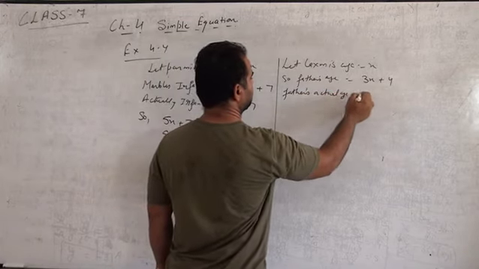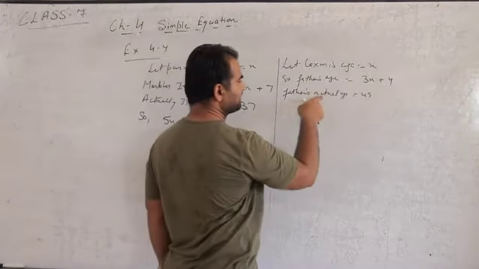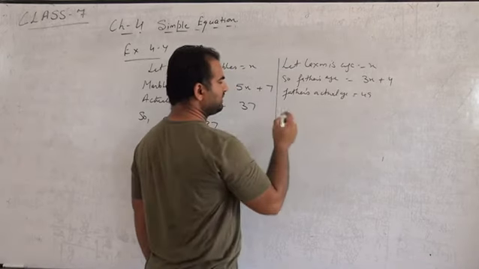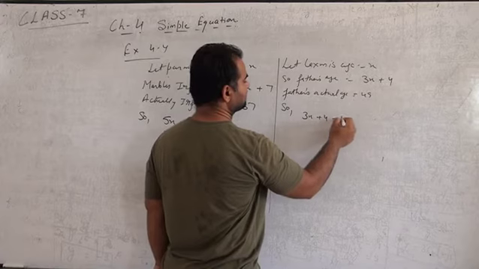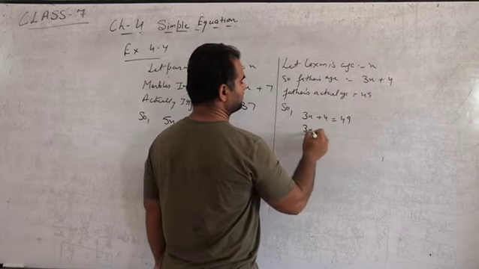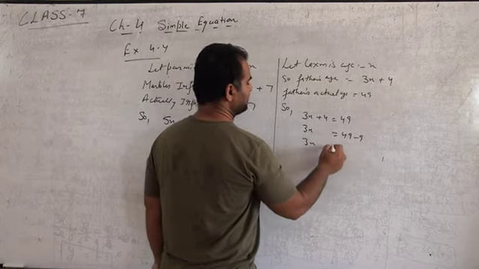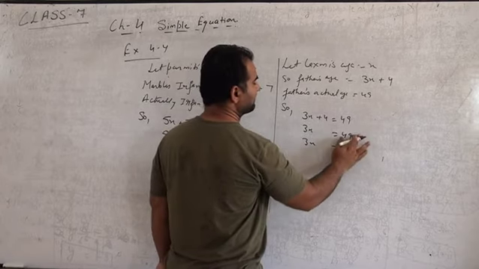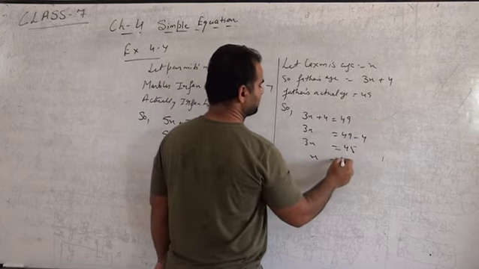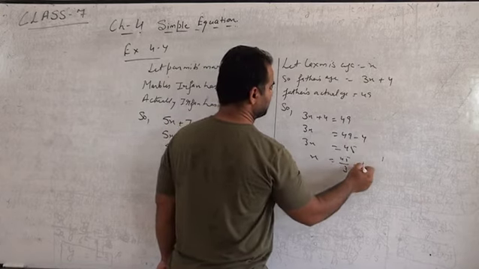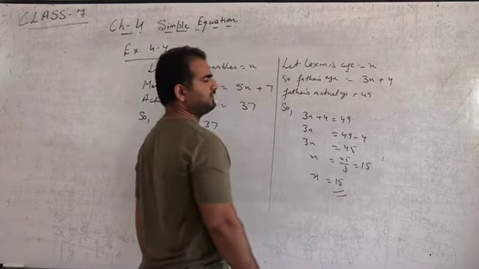So this is also father's age and this is also father's age, so both are equal. So 3x plus 4 equals 49. So 3x equals 49 minus 4. What is 49 minus 4? It will be 45. x will be 45 by 3, which is equal to 15. So Lakshmi's age is 15 years.